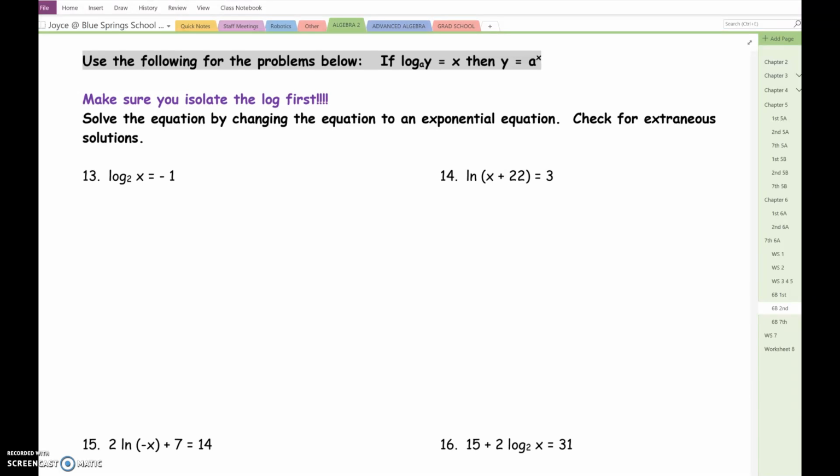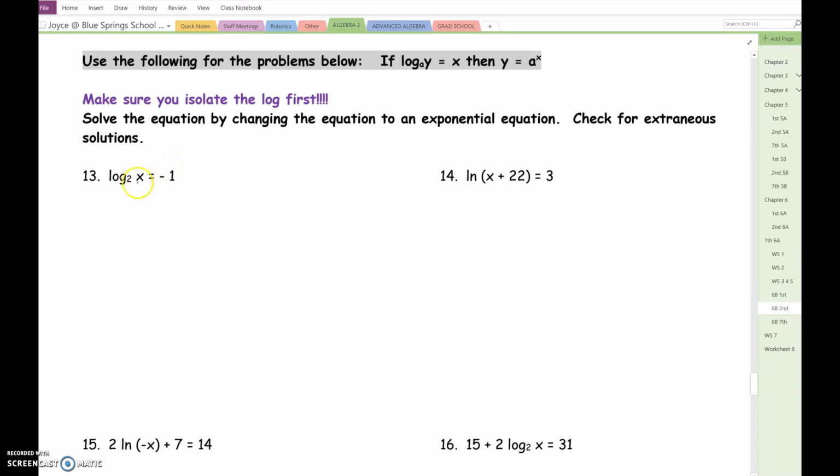Once the log is by itself, we are basically going to change forms. Whenever you're stuck, change forms. So if you remember the log ride, we're going to use that to solve these equations. So in number 13, we have the log base 2 of x equals -1.